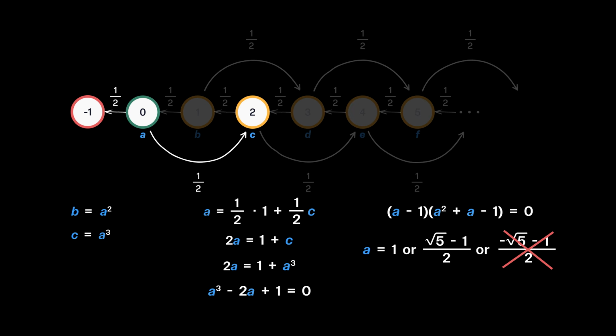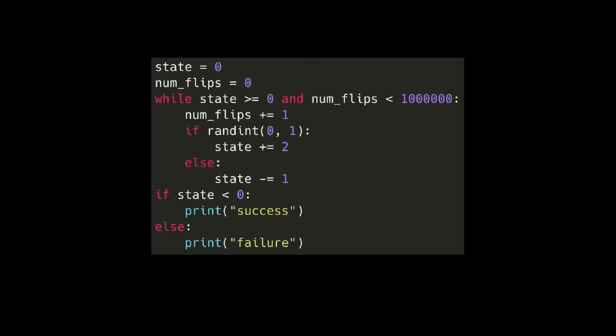We have 2 possible values for the probability. Which do you think is correct? The answer is not obvious. Why don't we run a computer simulation? Here's a little program I wrote. It keeps flipping a random coin until the number of tails exceeds twice the number of heads.